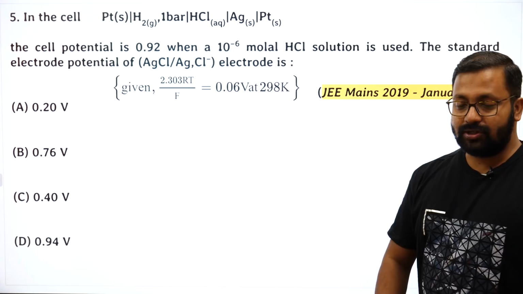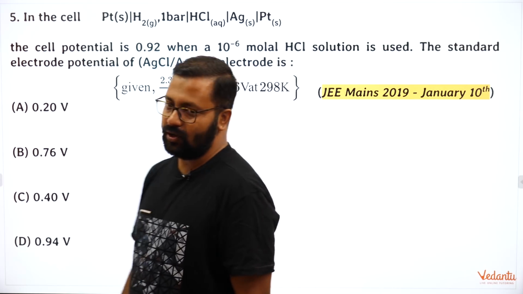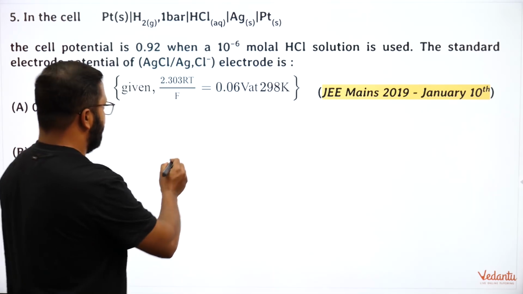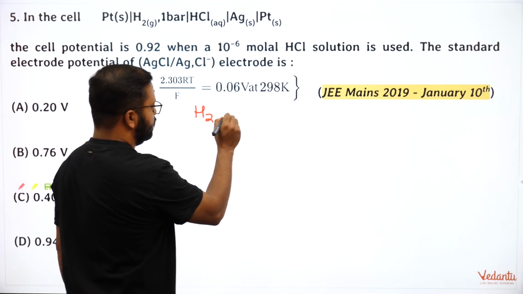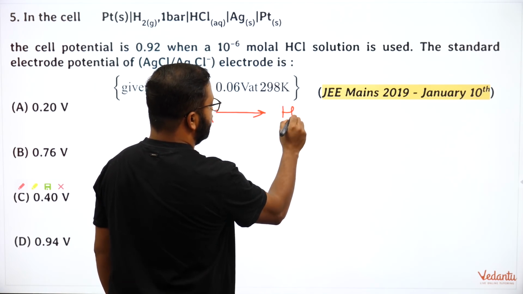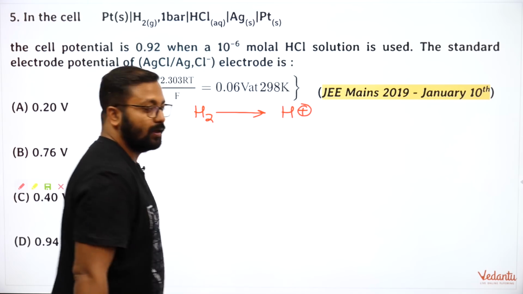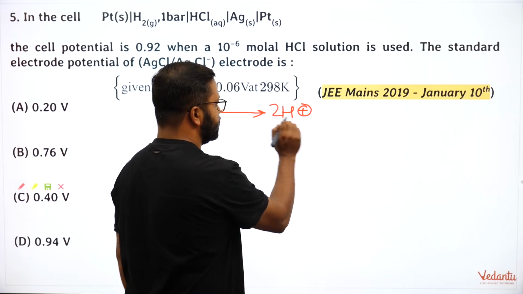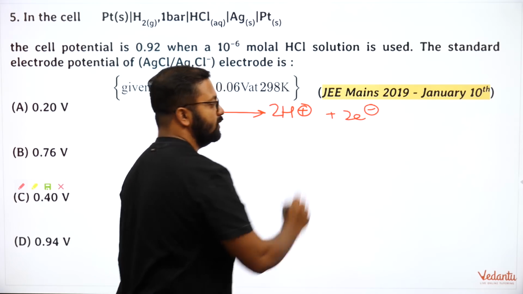How do we solve the question? First we need to know what reaction is occurring. So what reaction will we write? So hydrogen is converting into H plus. Okay, I can write this. Hydrogen is converting into H plus, let's write 2H plus, and here we have taken out 2 electrons.